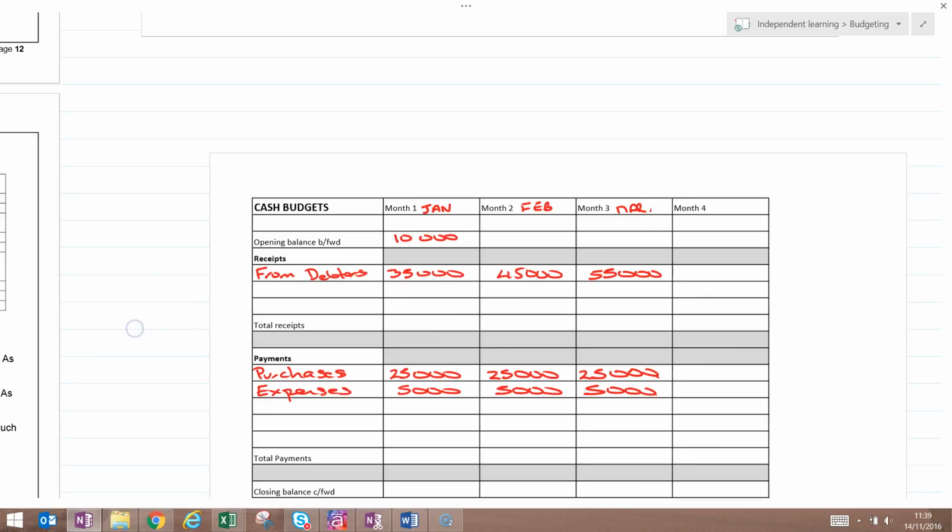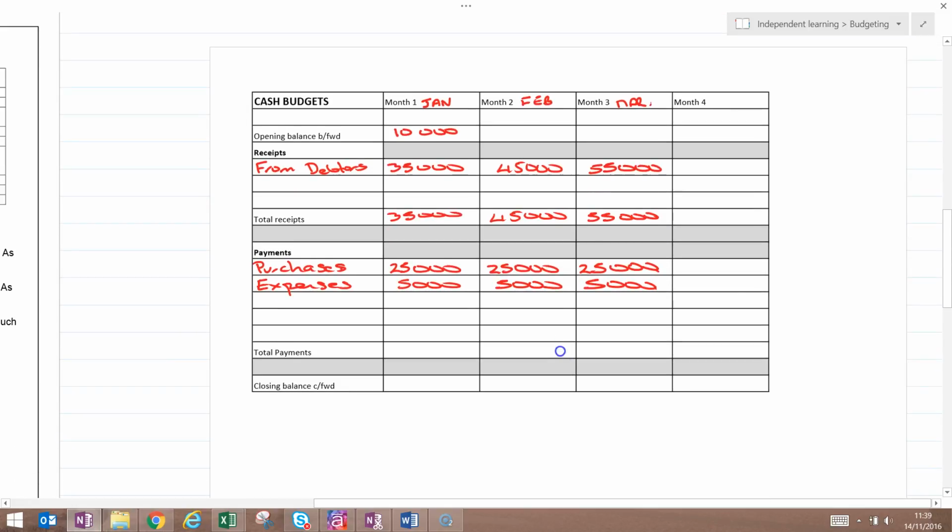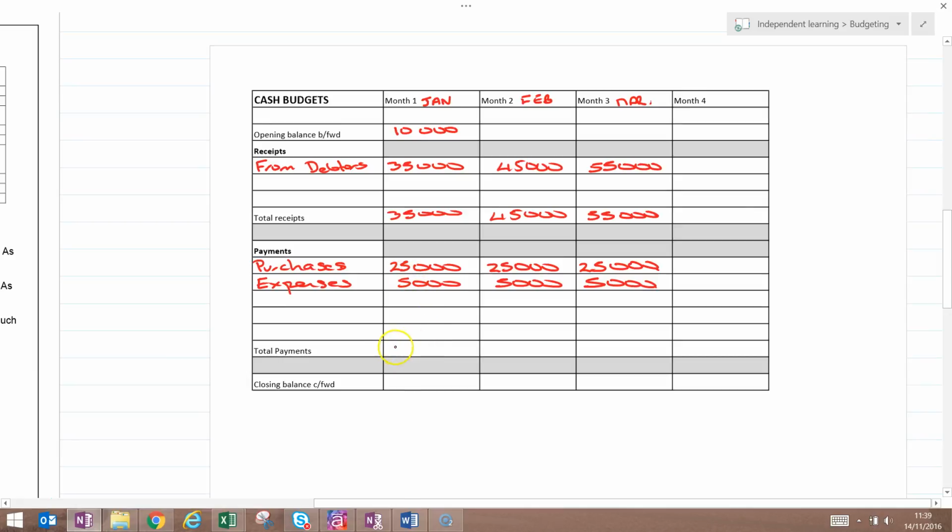So total receipts, there is only the one receipt, so that's 35,000, 45,000 and 55,000. Total payments, 25,000 plus another 5, 30,000. The same for February and the same for March.